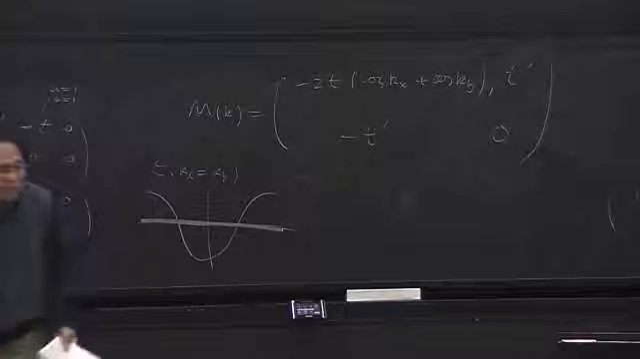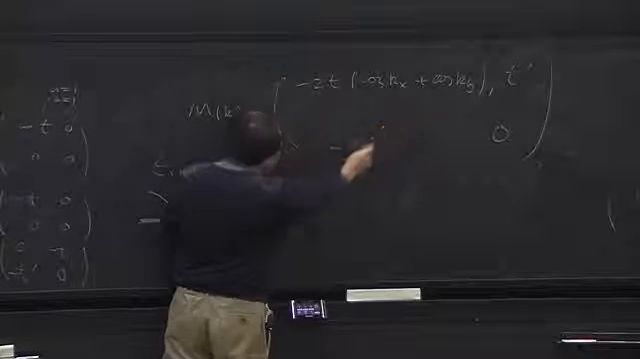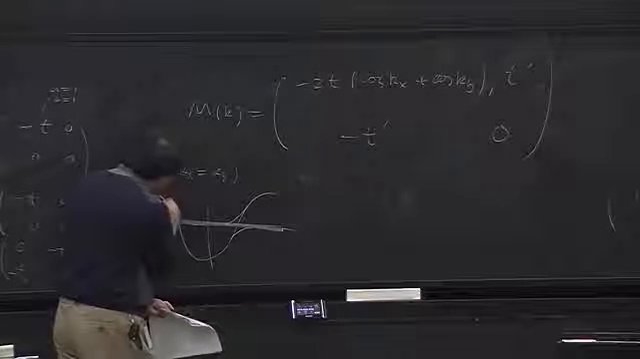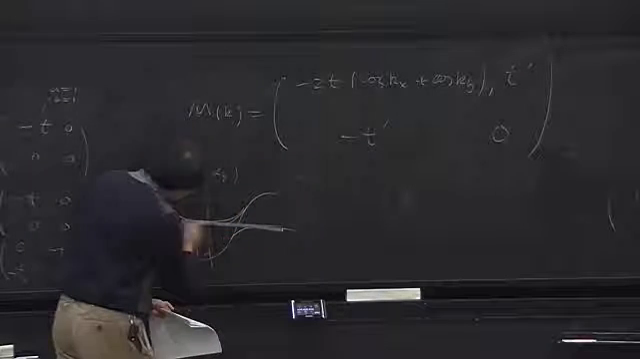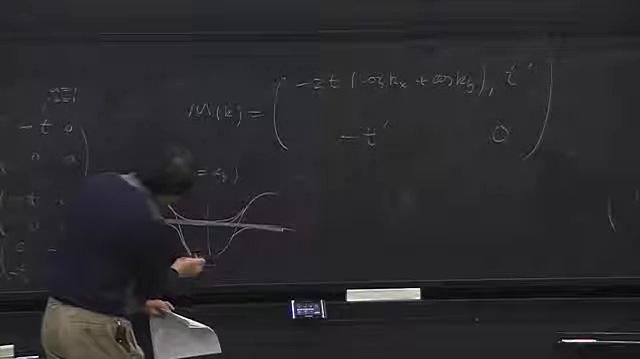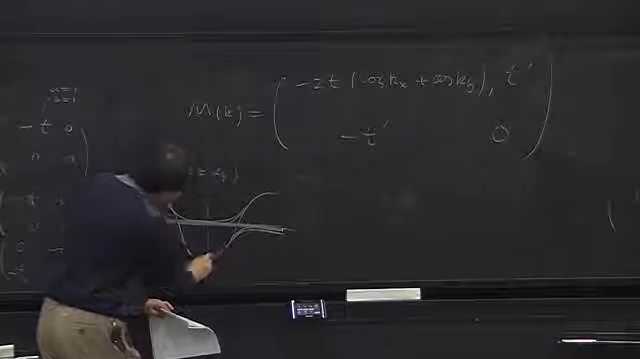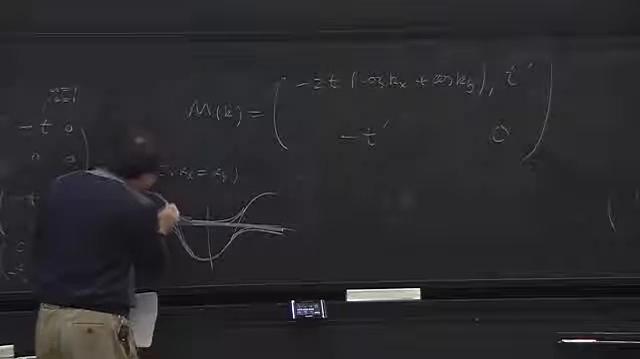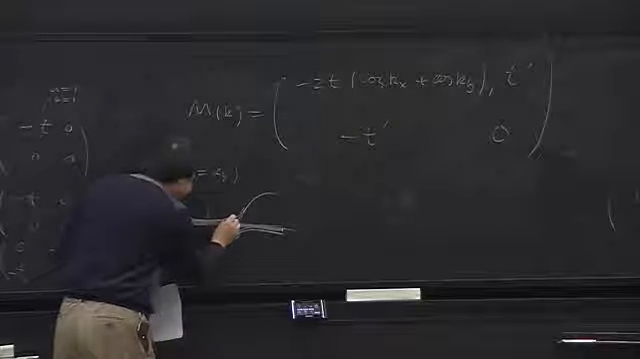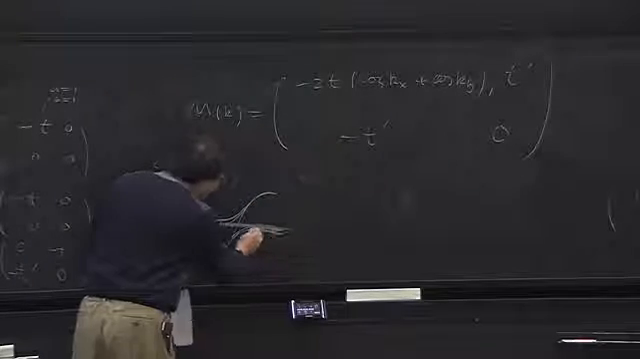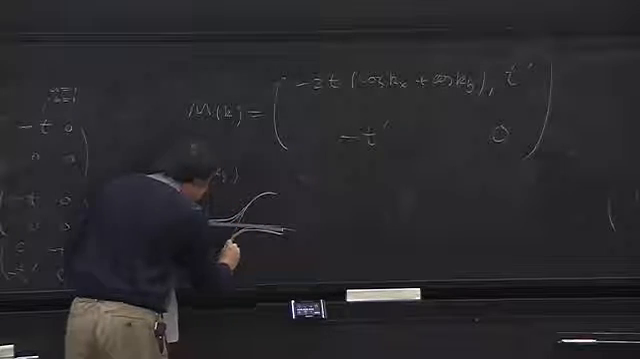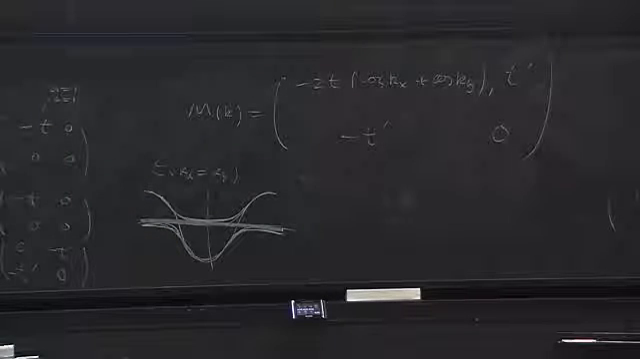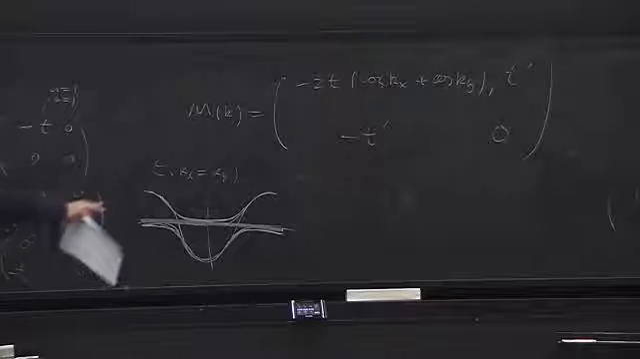If t prime is not equal to 0, this crossing is resolved by t prime at the crossing point. So the spectrum looks like this. You get a dispersive band, then almost flat here, then dispersive again. Then almost flat here, then this anti-crossing becomes dispersive, then almost flat here. So the spectrum looks like this.